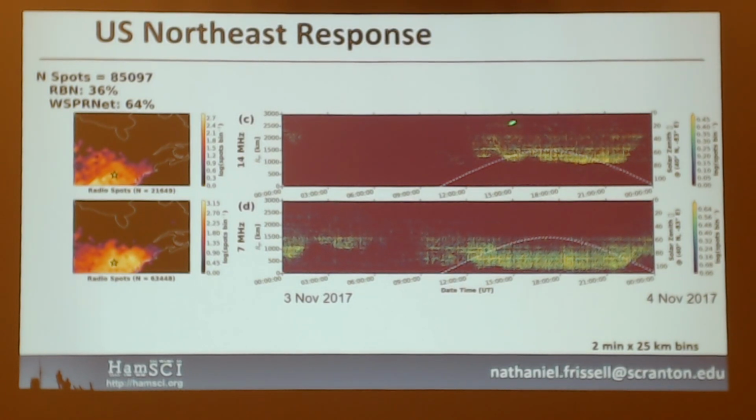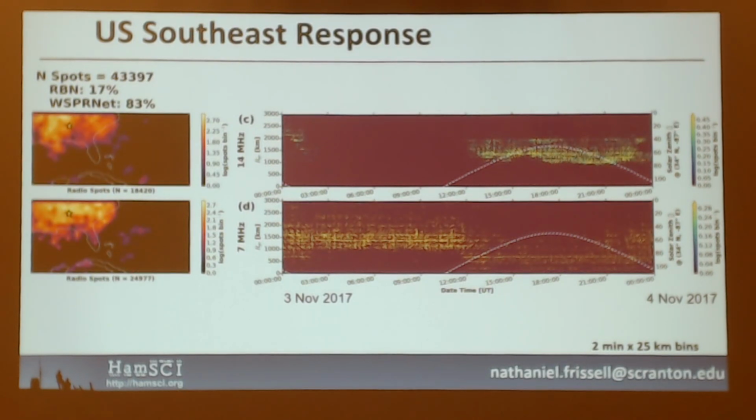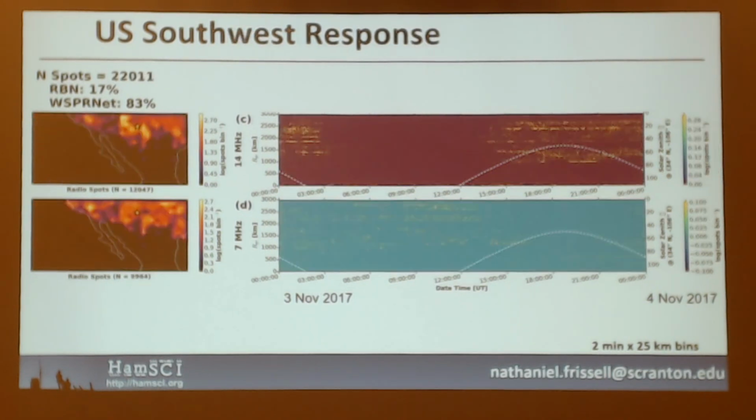So the northeast had the best response. That's where the highest concentration of radio midpoints were. And again, you can see that the TID is strong here. In the northwest, the midpoints are more spread out. There aren't as many, but you can still see some evidence of a TID going through here. In the southeast, similarly, you can see the TID going through. And the southwest was definitely, as you can see, as we lose spots, our data quality just drops very badly, but you can kind of see it a little bit there, much harder.